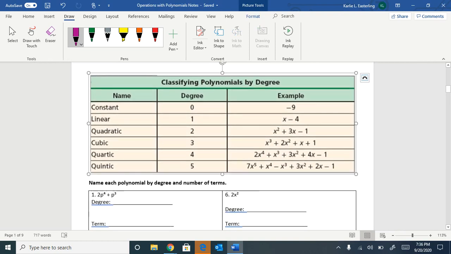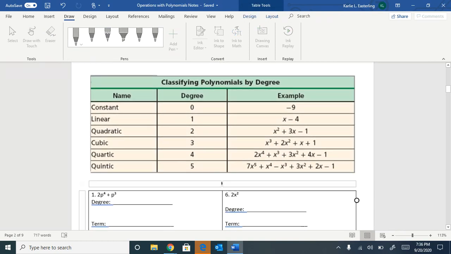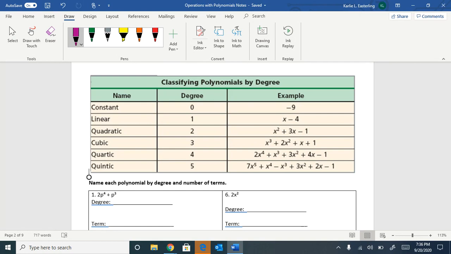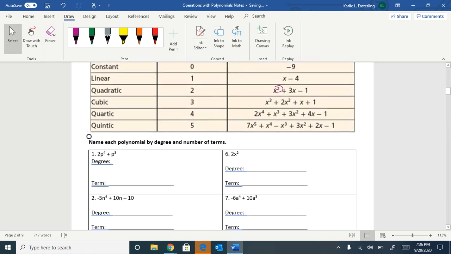So on this next slide, we have a little chart about how we classify polynomials by degree. If we're looking at just a number, it has 0 degrees, so it is a constant. If we are looking at x minus 4, the degree on the variable is 1, which we can see here, and that is linear. The highest degree in this one is 2, so it is a quadratic. If the highest degree is 3, it is a cubic. If it is 4, it is quartic, and if it's 5, it is quintic.